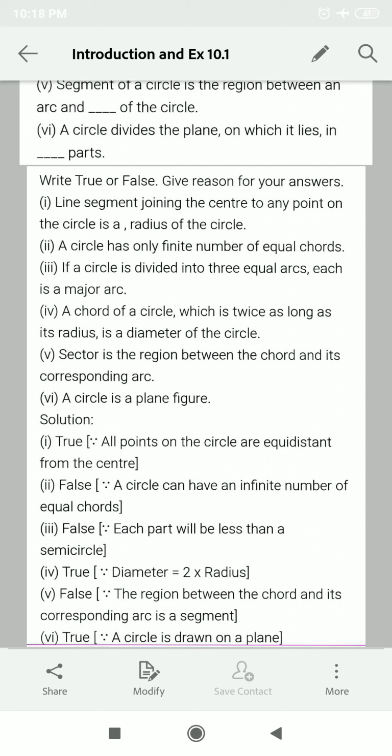So number 3, if a circle is divided into 3 equal arcs, each is a major arc. No, each is known as a minor arc instead of a major arc. Fourth part, a chord of a circle which is twice as long as its radius is the diameter of the circle. Yes, if we double the radius, we know that 2r is the diameter. This is the formula. Fifth, a sector is the region between the chord and its corresponding arc. False, because it is known as a segment, not a sector. We have already done this in question number 1. Sixth part, a circle is a plane figure. Yes, true, it is a plane figure. It's not a 3D figure. 3D is a sphere, not a circle.